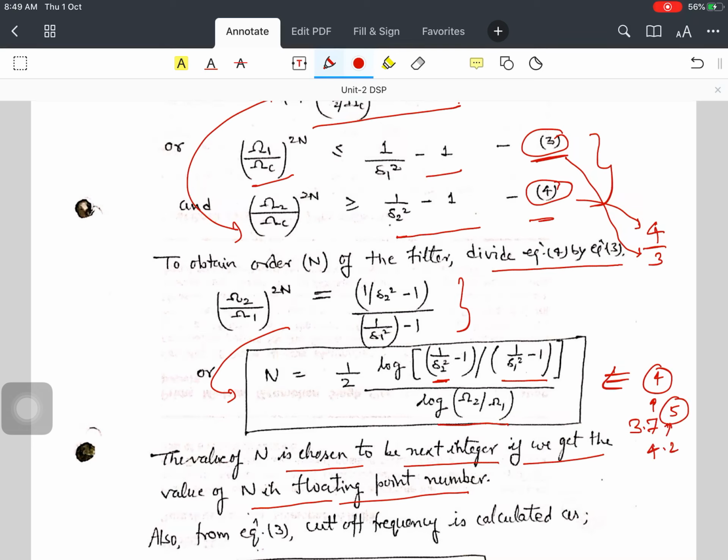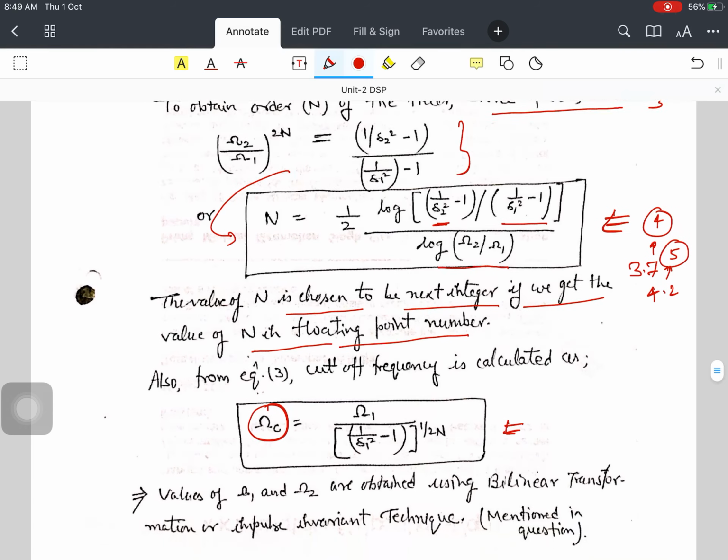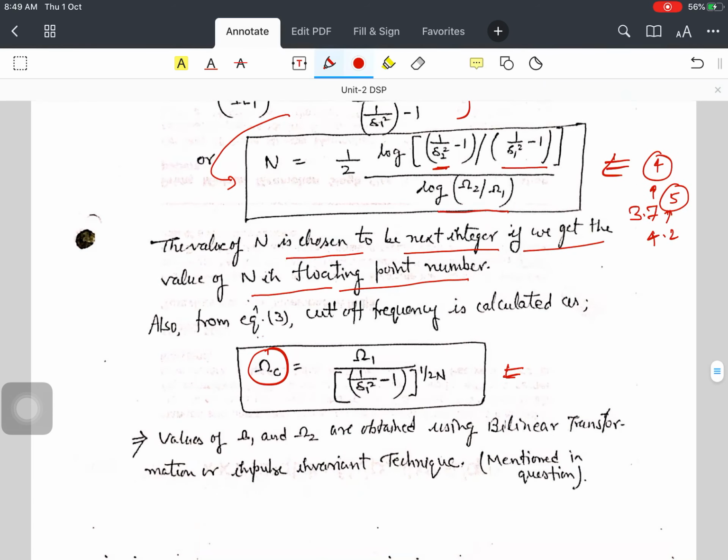Now from equation 3, we calculate the ohm c. So ohm c equal to ohm 1 upon 1 plus 1 upon del 1 square minus 1 to the power 1 by 2 n. So that is your 3 dB frequency, the cutoff frequency. Okay, so we have the values of ohm 1, ohm 2, ohm c. After that, you can apply either the bilinear transform or the impulse invariant transform, as per the mention in the question, for calculating the Hs.